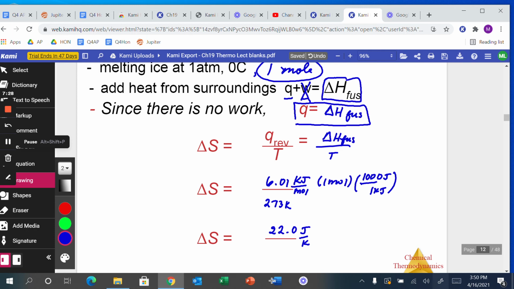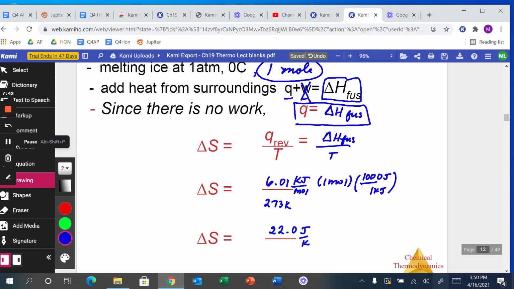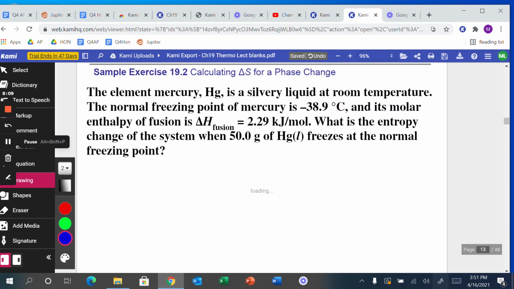Q is equal to delta H of fusion, which is 6.01 kilojoules per mole. That number is given. That's how much energy you need to melt 1 mole of ice. And you're doing this at 273 K. So we multiply this by 1 mole to get J over K. The moles will cancel, the kJ will cancel, and your unit will be J over K. So delta S is in units of J over K. It's the amount of heat you put in at a certain temperature. Okay, so let's calculate this.